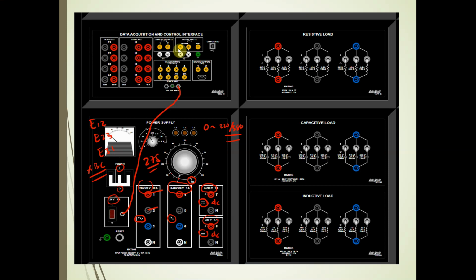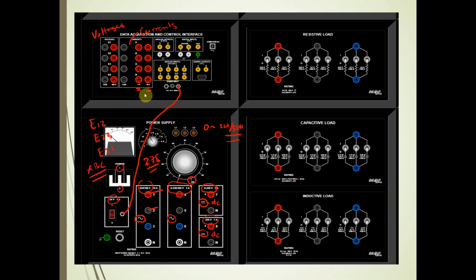So now what about this data acquisition? Data acquisition is just like a voltmeter, a multimeter. It has E1, E2, E3, E4, which are used to measure the voltages. And I1, I2, I3, I4 are used to measure the currents. Here you can see there are two different ratings of the fuse, 4 ampere and 40 ampere.